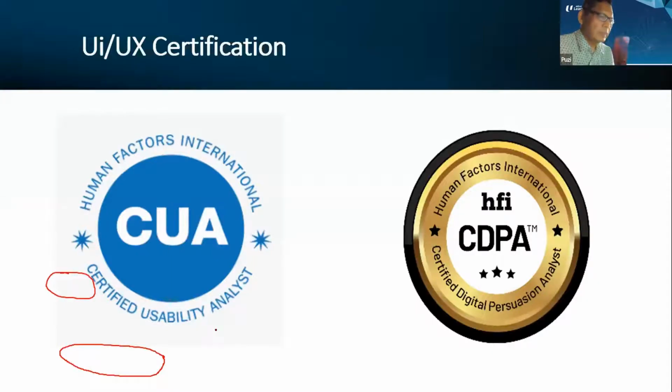So these are the two certifications that I mentioned that you can take. The CUA certification, and the other one is the Certified Digital Persuasion Analyst. For CDPE, students will learn more about persuasion technique. HFI have their own persuasion technique. They call it PET, which stands for Persuasion, Emotion, and Trust. This is their own technique of how they use psychological and emotional elements and infuse them into digital assets, whether it's a website or mobile application.